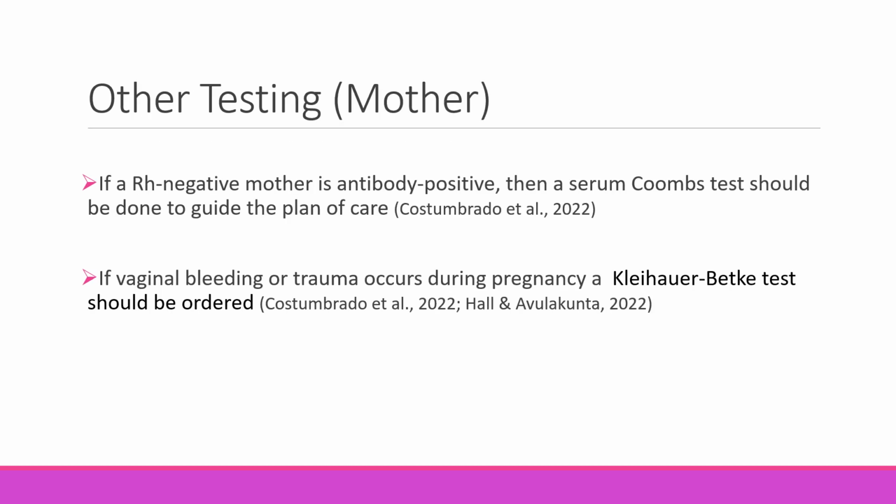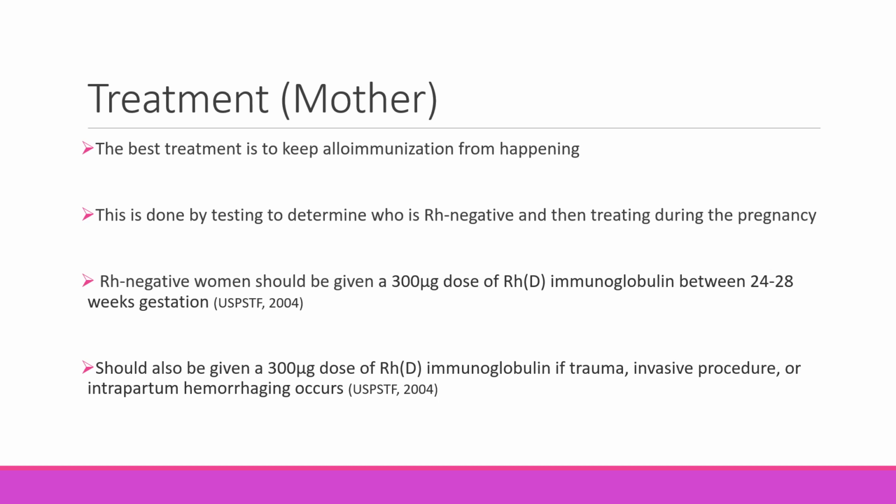Other testing that the mother can get done: if she's an Rh negative mother who is antibody positive, then a serum test should be done, the Coombs test, to guide the further plan of care for the fetus. If vaginal bleeding or trauma occurs during the pregnancy, another serum test that will be ordered is a Kleihauer-Betke to distinguish if fetal and maternal blood cells were combined.